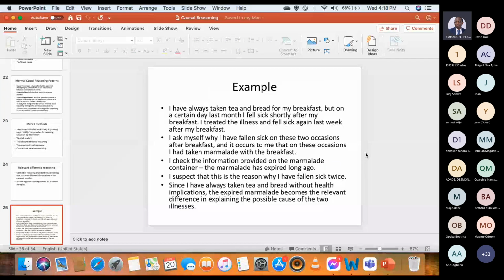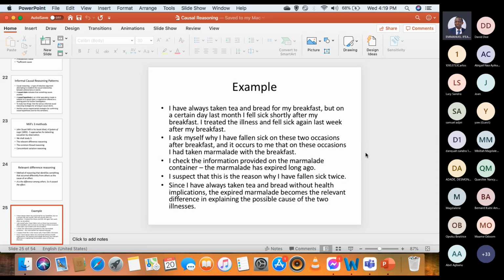Example: I've always taken tea and bread for my breakfast, but on a certain day last month, I fell sick shortly after my breakfast. I treated the illness and fell sick again last week after my breakfast. I asked myself why I've fallen sick on these two occasions after breakfast. And then it occurs to me that on those occasions, I had taken a product, a marmalade, with my breakfast. Then I checked the information provided on the marmalade container, and I see that the thing expired long ago. So I suspect that this is the reason why I've fallen sick twice.